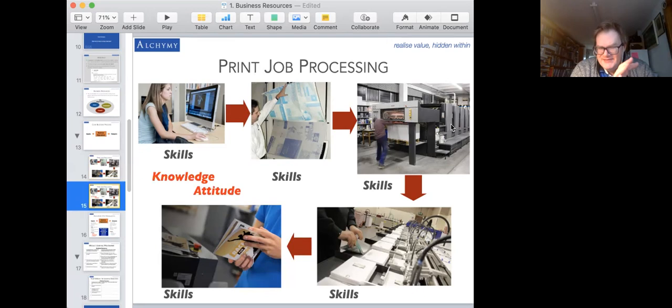Okay, if you think about the inputs into this, well, one of them, of course, is the skills, the people side, the skills and the knowledge and the attitude in at different stages. And of course, we can add equipment to that. We can see the equipment. We can see the computer here. You can see the big, massive printing machine here. You can see some other machine here. You can see these collating machines.